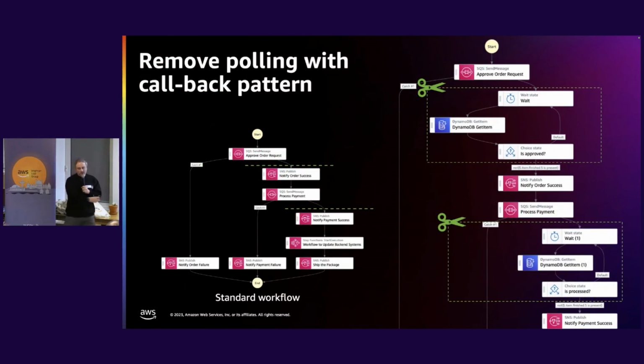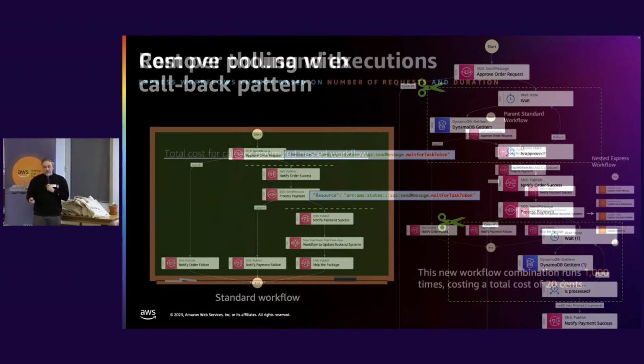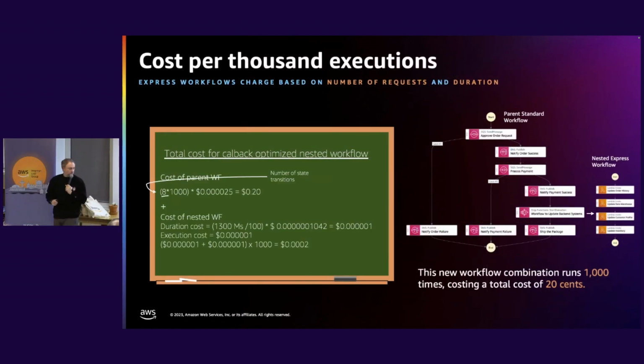So back to my e-commerce workflow, I'm going to strip out these 2 polling loops here, and I'm going to replace that by simply putting a wait task token on the step before them. And then we go back to our board. And we can look at the price now. So now I only got 8 state transitions. And the overall cost now has gone down further to just 20 cents.